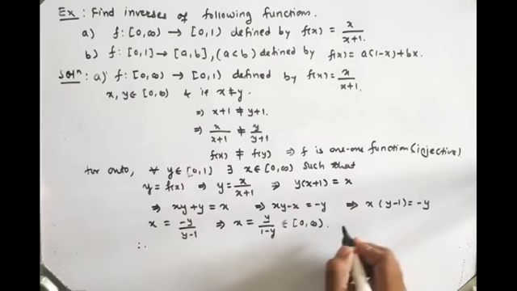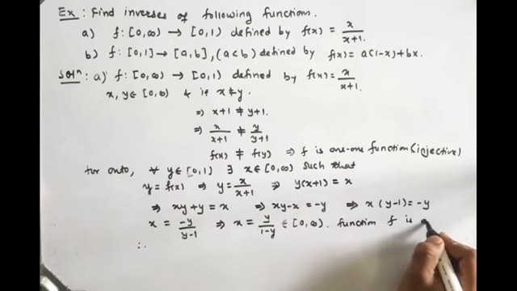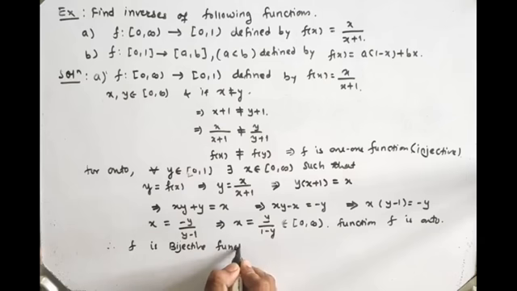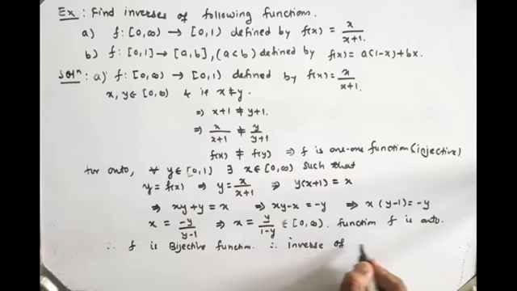Therefore function f is onto. Here the function is 1-1 and onto, therefore function f is a bijective function. f is a bijective function means the inverse of the function exists. Therefore the inverse of the function exists.